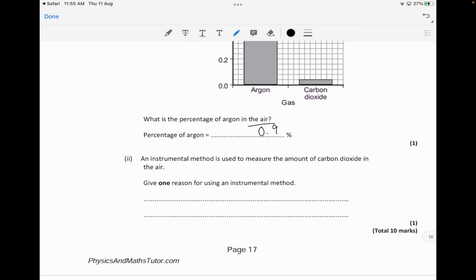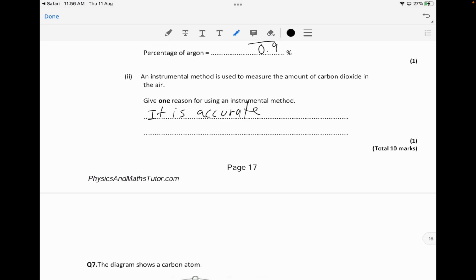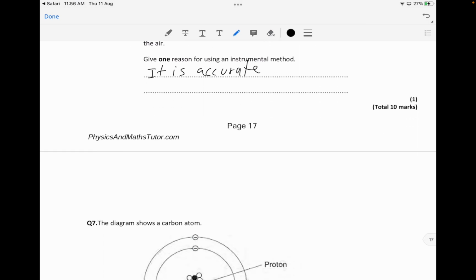An instrumental method is used to measure the amount of carbon dioxide in the air. Give one reason for using an instrumental method. You can just mention the word. Since it's 1 mark, you can say that it is accurate. That's more than enough. You can also say that it is sensitive, or rapid, or it uses a small sample, but mainly just say it is accurate. Let's move on to the next question.